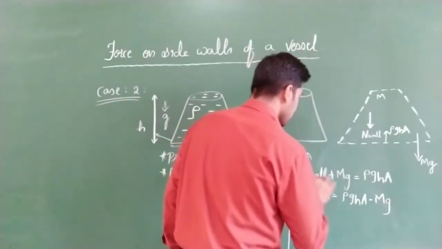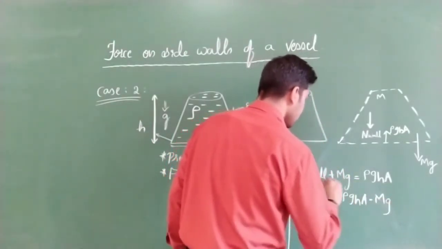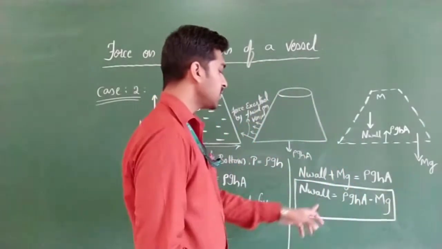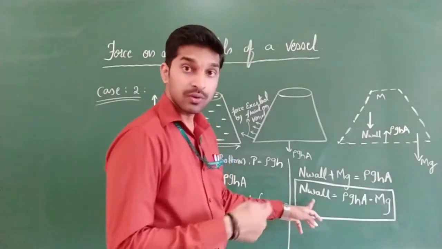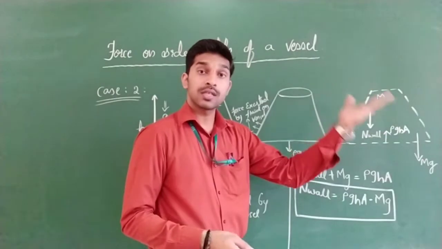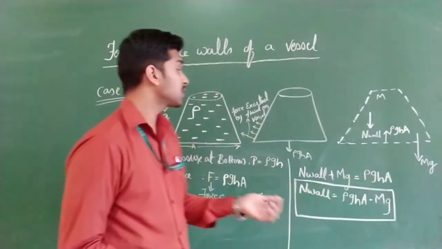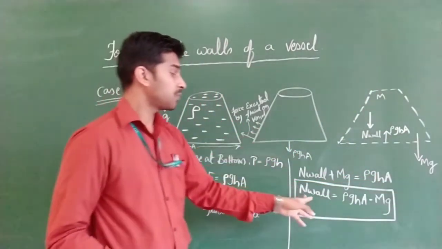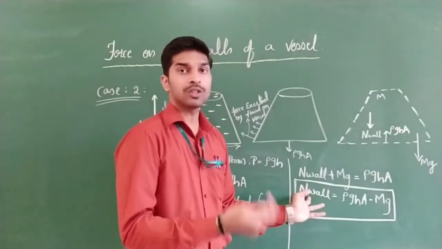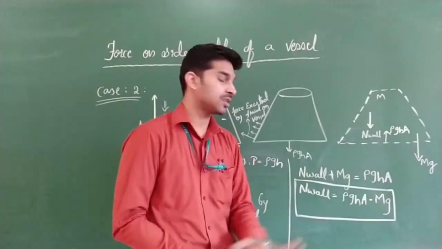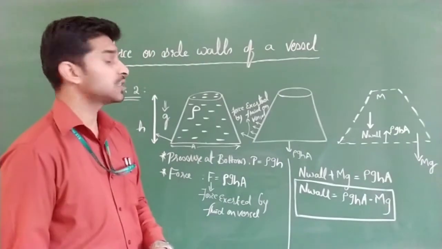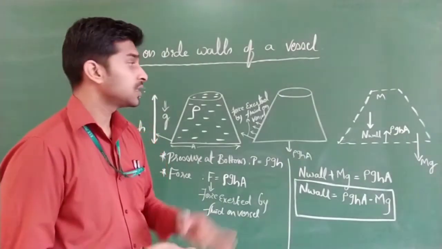So N wall is basically the resultant force applied by the wall on the fluid. Due to this, the fluid will also exert the same amount of force on this vessel. Clear? So both values will be the same, N wall as well as the force applied by the fluid on the side walls of the vessel, that is rho GHA minus Mg. Clear? Have you got all the things? Shall I erase the board? Shall we go to the next concept?